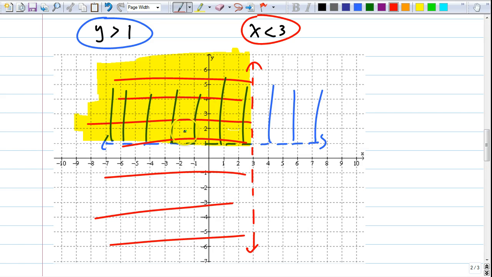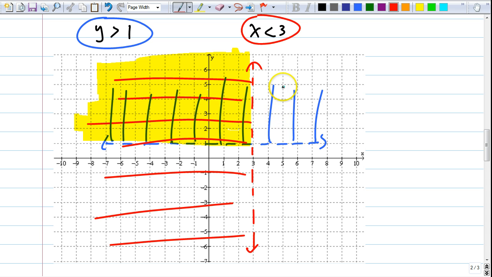Yeah, anything in this region would be your solution, a bunch of ordered pairs. But anything on the dotted line, of course, is not going to be your solution. Does that make sense? Okay. Is this clear? What about (4, -2)? Is that my solution? No. What about (5, 3)? Is that my solution? Of course not.